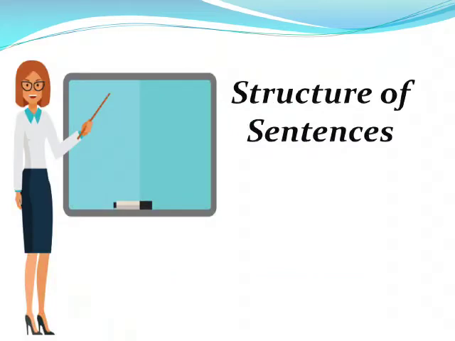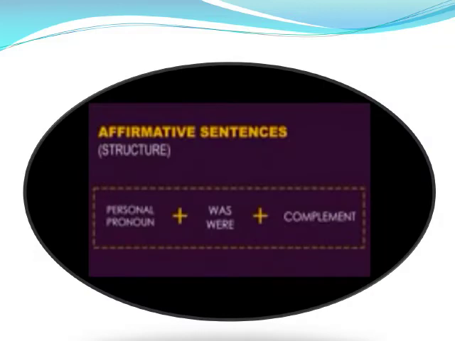Now we will discuss the structure of the sentences, which means how we can use simple past of verb to be, that is was and were, in sentences. Firstly, we will discuss the structure of affirmative sentences. The affirmative sentences are also called simple sentences. In these sentences, the personal pronoun will come first, then was or were according to the personal pronoun, and then the complement of the sentence. The complement of the sentence is actually the word that completes the sentence. A complement may be a noun, adjective or a phrase.